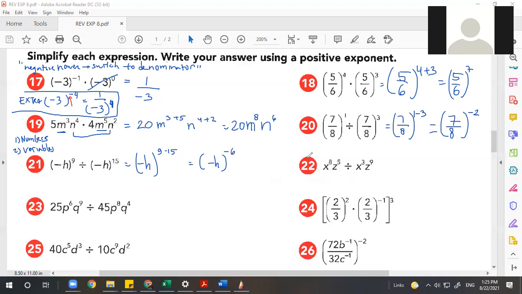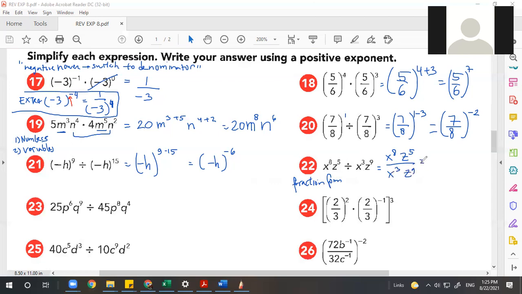That's right. Now we deal with, for number 22, the division of double variables, different variables, I mean, x and z. Again, what you can do now is try to put the easiest one, in my opinion. You have to put it in fraction form. That's better. So that's what I advise you to do. So x power 8 and z power 5 over x power 3, z power 9.